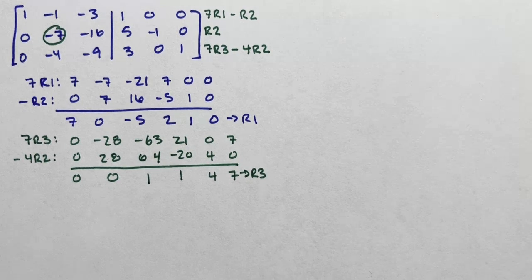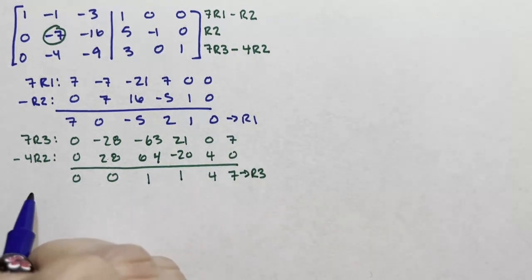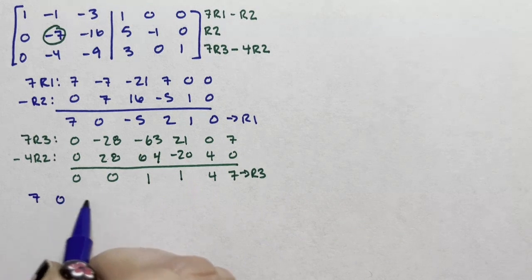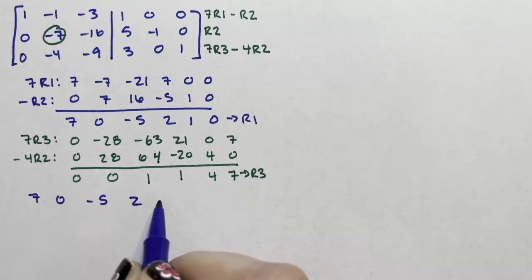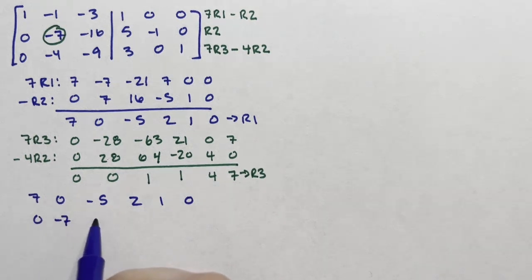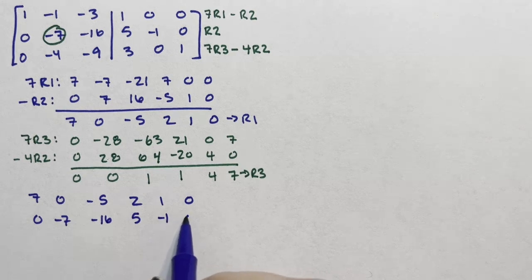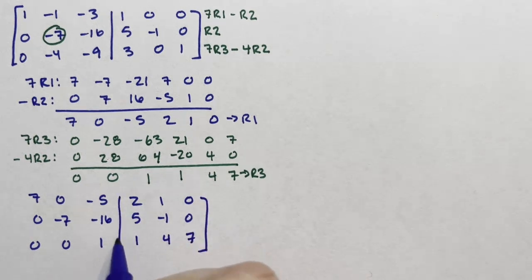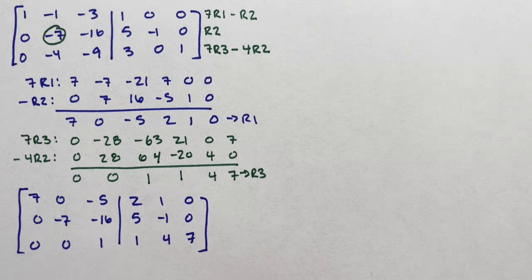So my new row 1 is 7, 0, -5, 2, 1, 0. Row 2 I didn't change: 0, -7, -16, 5, -1, 0, and my row 3 is 0, 0, 1, 1, 4, 7. It's kind of a beautiful row 3. I got this 1 there. Didn't plan on it, but I will take it quite happily.